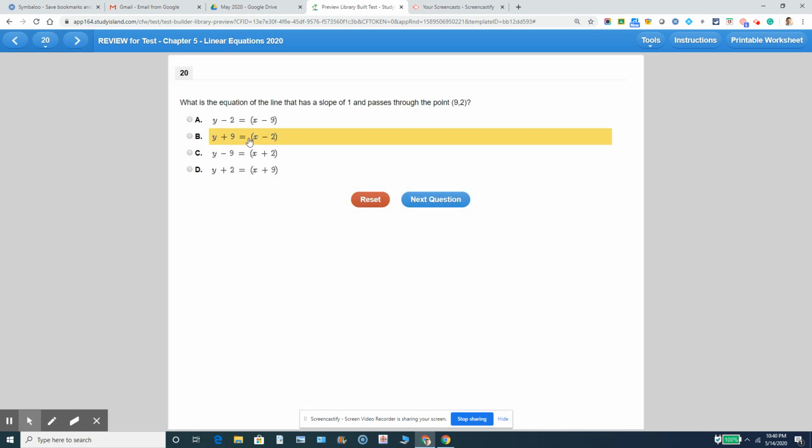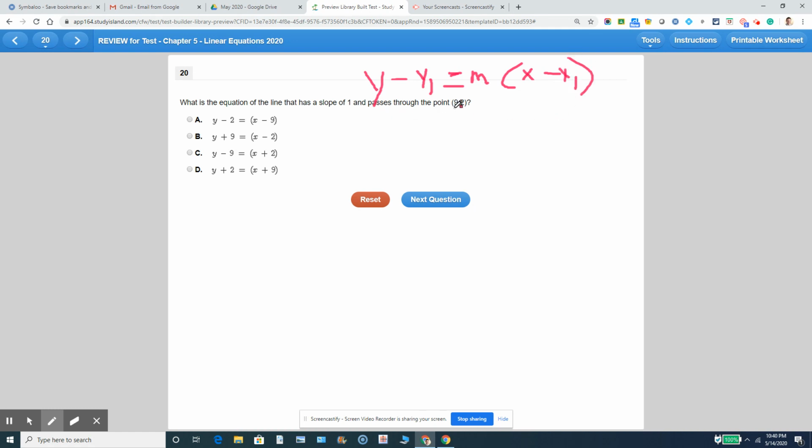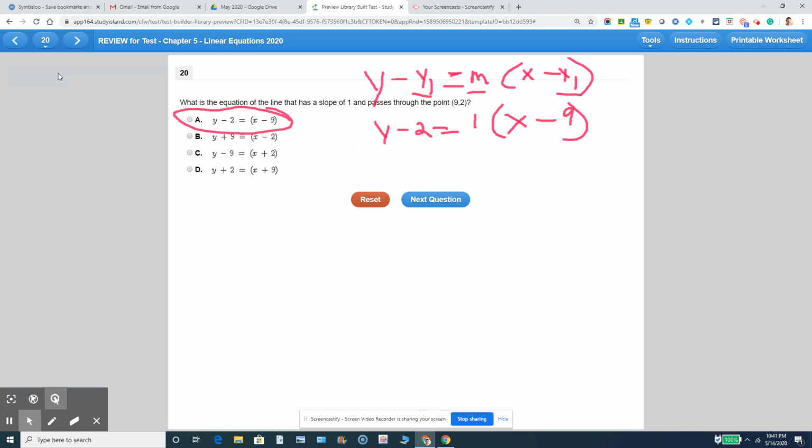Okay, see how y is not by itself? That's point-slope form. So remember I told you that no matter what form you like, you still had to know point-slope form. So there's point-slope form. Remember, you only plug in for y1, m, and x1. So y minus 2 equals 1 times (x minus 9). So 9 goes right there, 2 goes right there, and the 1 gives you the same thing back. So you have your answer right there, A.